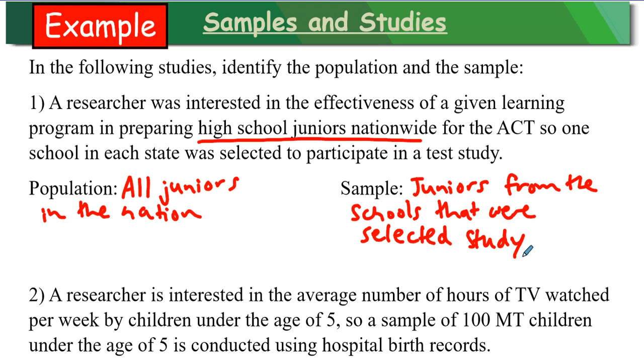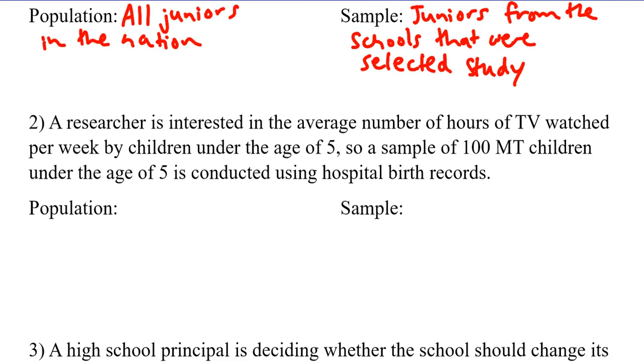Scenario number two: a researcher is interested in the average number of hours of TV watched per week by children under the age of 5. So they sample 100 Montana children under the age of 5 by looking up their hospital birth records. So what's the population we want to know? The population we want to know is all children under 5, but only in Montana, because that's where the sample was conducted.